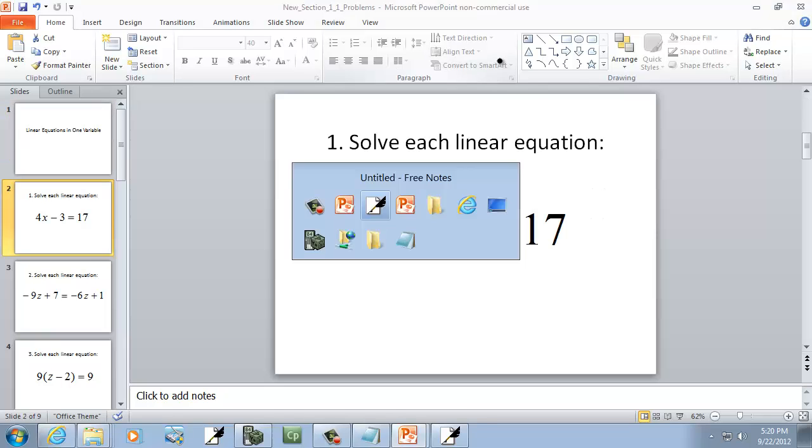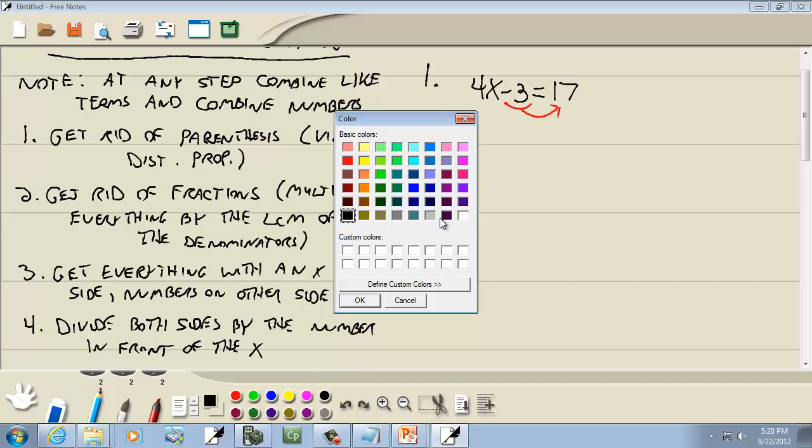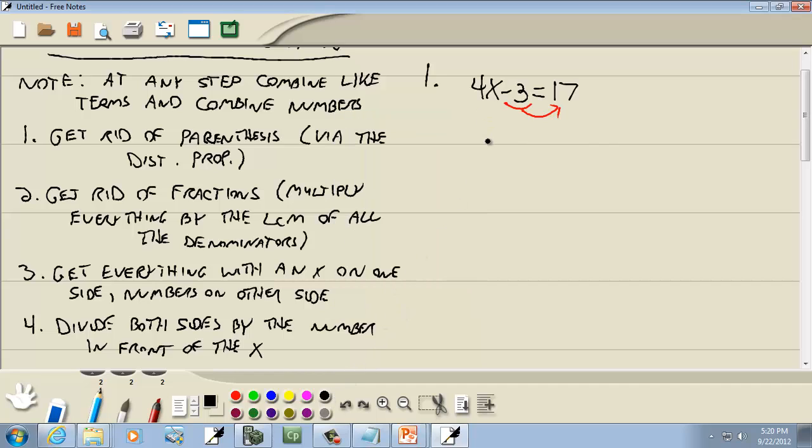The first one here, we've got 4x minus 3 is equal to 17. Now our first step is to get rid of parentheses. Don't have any. Second step is get rid of fractions. Don't have any. Third step is get everything with an x on one side, numbers on the other side. So I'm going to take this negative 3 and I'm going to move it to the right side. Now anytime you take anything across your equals, the sign changes. So my negative 3 became a positive 3.